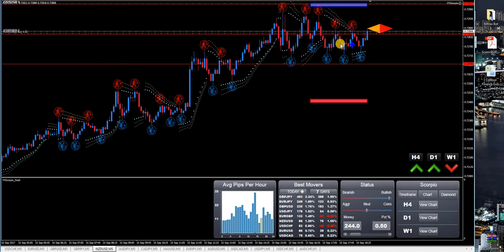And again, the reason I'm jumping out here is because we do have this level right here. It's been tested twice already. Market hasn't been able to bust through it. And then we have this diamond that popped up showing that there's a resistance right above us.